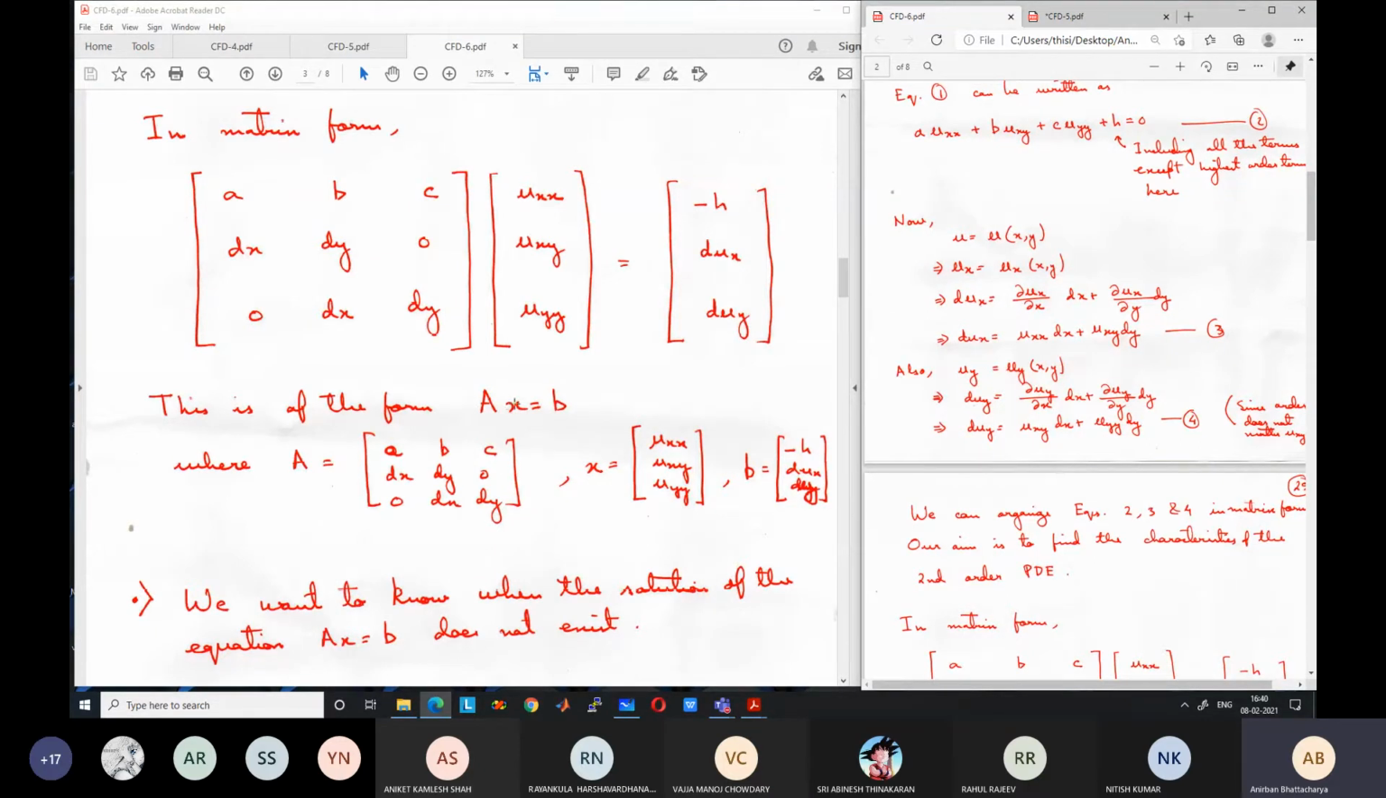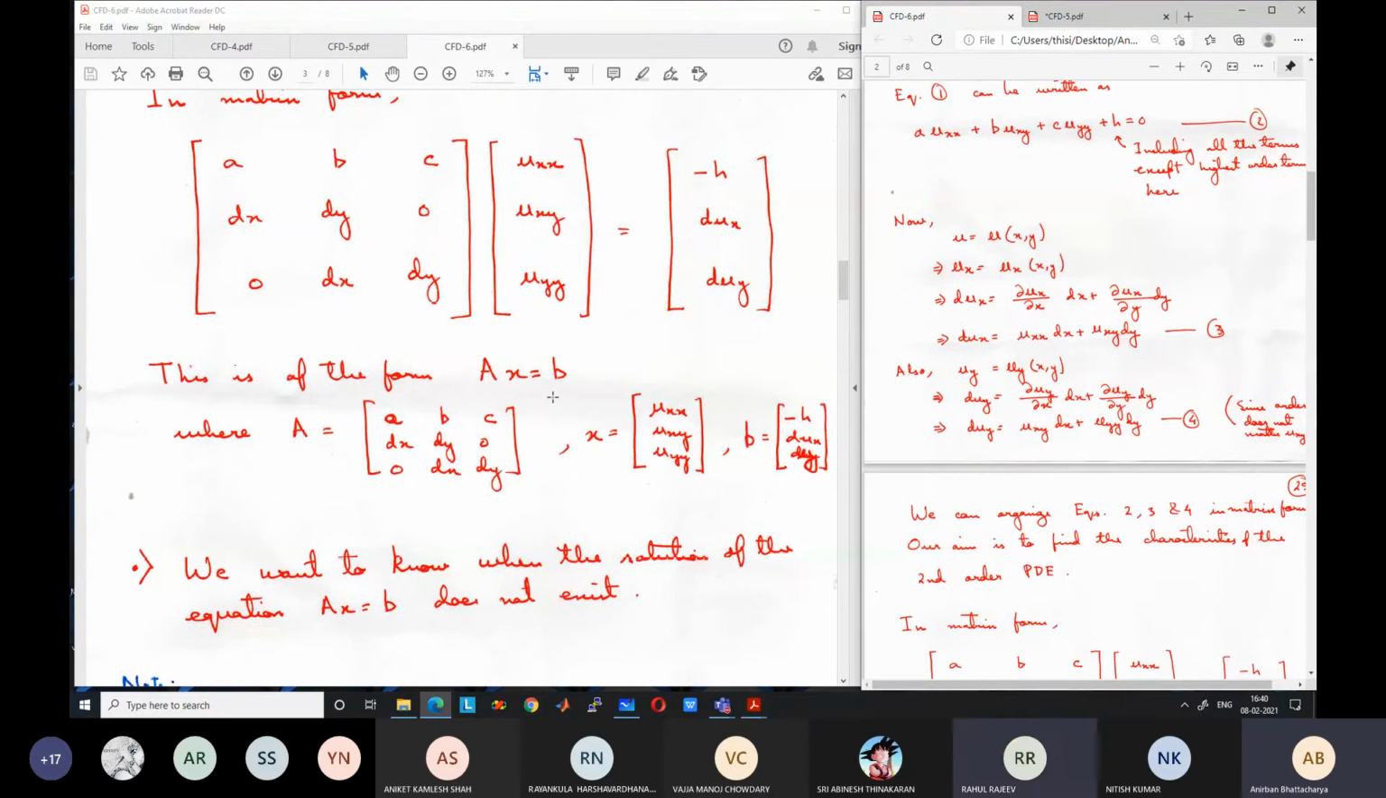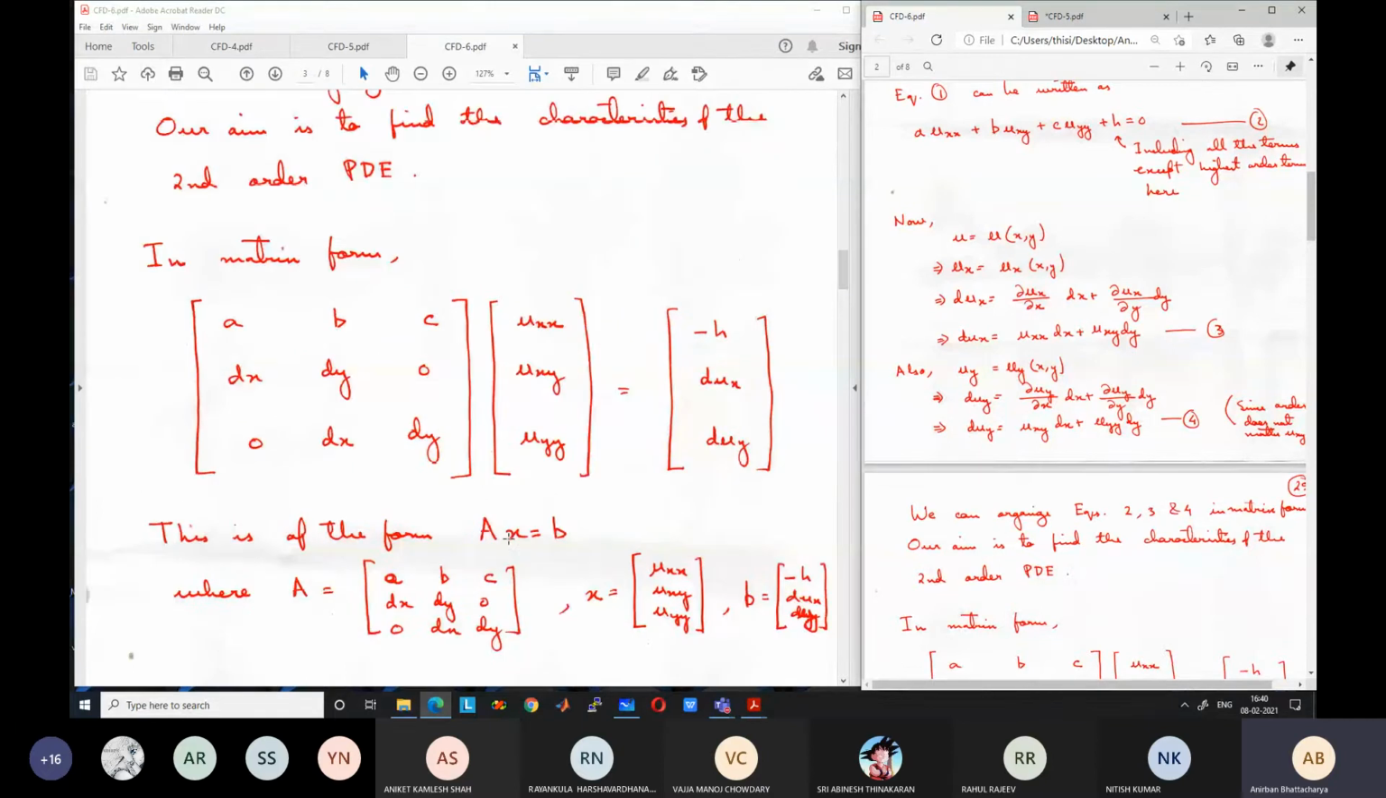Okay, so in which case will the solution not be possible? Sir, when determinant of A is 0. When determinant of A is 0, correct, good. When the determinant of A is 0, matrix inversion is not possible, so the solution is not possible. So we are not actually bothered with the solution. I was saying that we want to find the solution, but we actually don't want to find the solution. We want to find the situation when the solution does not exist. Okay, that is our aim.